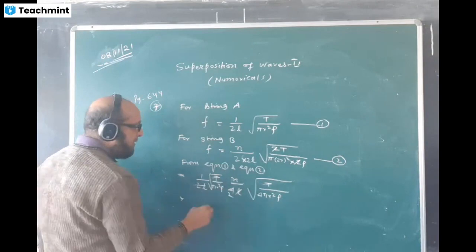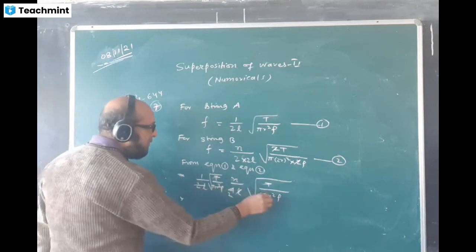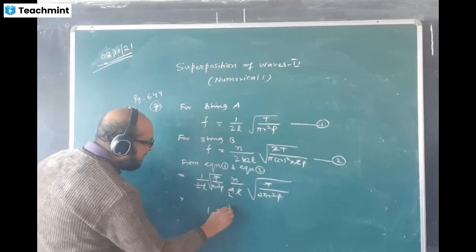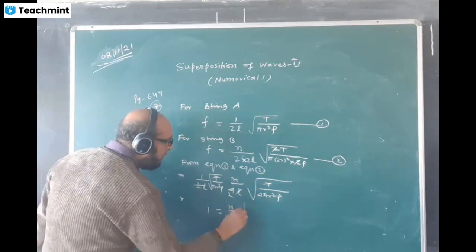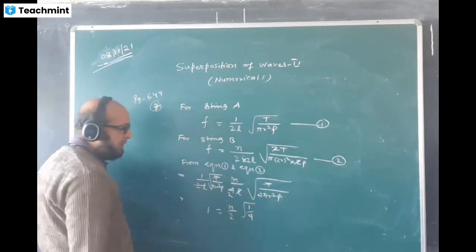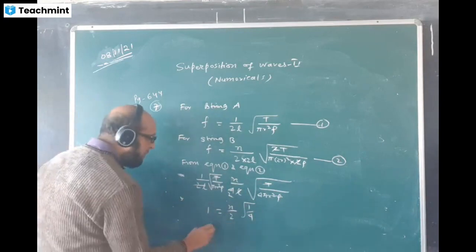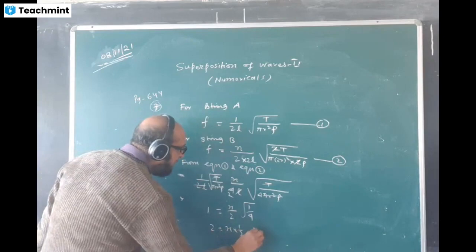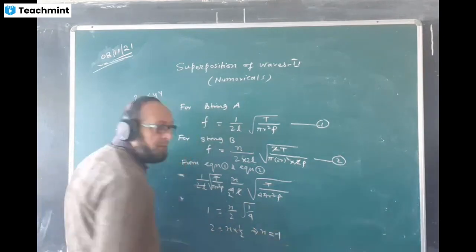So T and T cancel. Pi r square rho also will cancel. We'll have the answer coming here. 1 is equal to n by 2, 1 by 4 left over. 1 by 4, this 2 is coming here. N into this is coming half. Therefore, n value is coming 4.